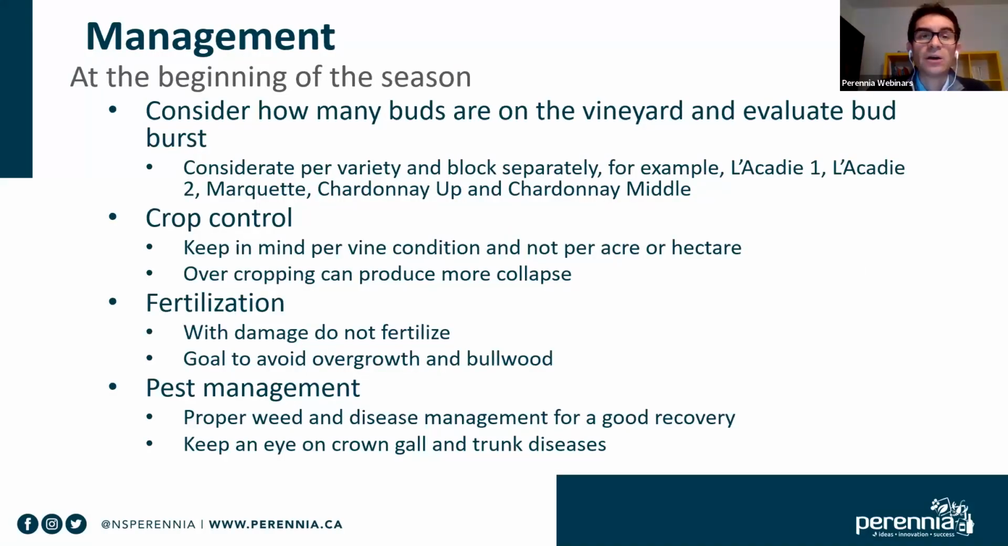So at the beginning of the season, consider how many buds are in the vineyard and evaluate the bud burst. Okay, it's important to know how many buds you have and evaluate bud burst at least in a couple of key areas. And again, consider each variety and block separately, not one specific variety for the whole block. So for example, if you have 2 different blocks of Lacadie, Lacadie 1, Lacadie 2. If you have one Marquette, only one Marquette. If you have 2 Chardonnay, put in a name, Chardonnay up and middle. In that way, you will be able to track how each area is behaving.